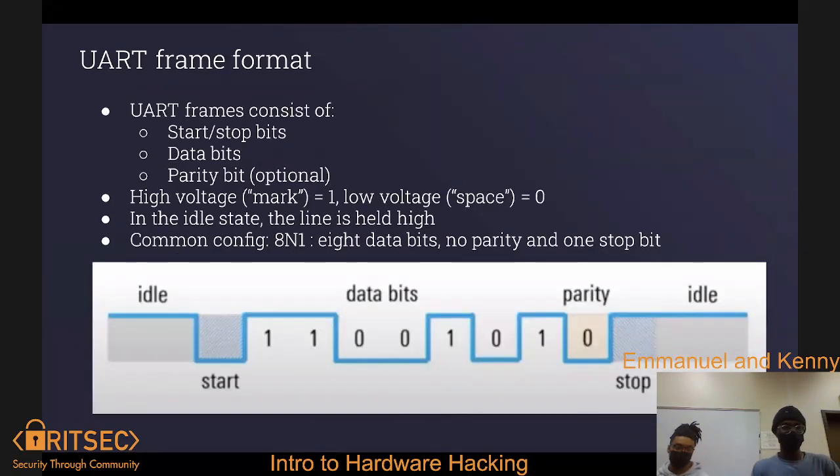Still talking about the frame itself. There are three parts to the UART frame. There are the start and stop bits, the data itself, what you're trying to send, and the parity bits, which are optional, not always used, but those three are required. If you're looking at this in a waveform, when it's idle it's always going to be at the high voltage, which is marked as 1, just a straight line.